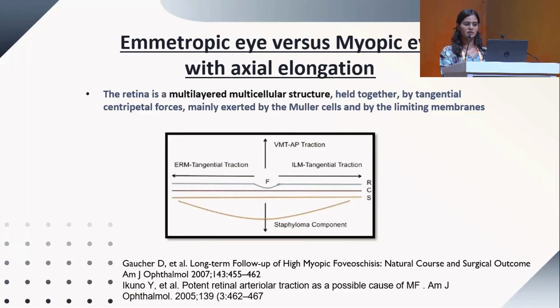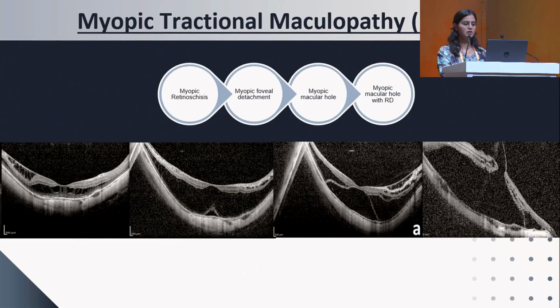The AP traction in the form of VMT, the tangential traction due to the ERM or the ILM, and the staphyloma component. So the MTM progresses in the following manner. Initially, there is myopic retinoschisis, followed by the foveal detachment, followed by myopic macular hole, and followed by macular hole RD.